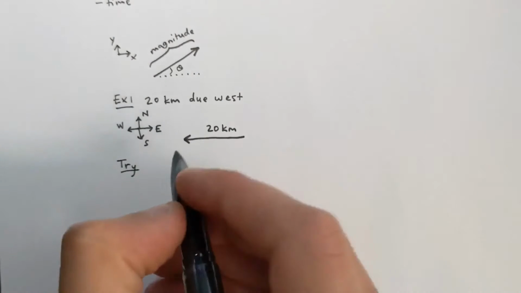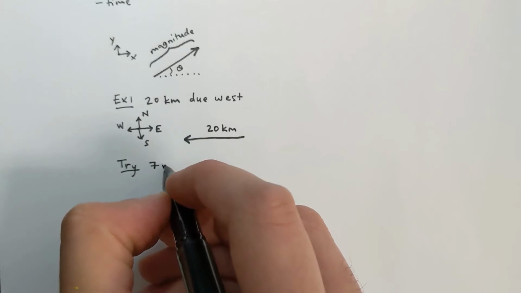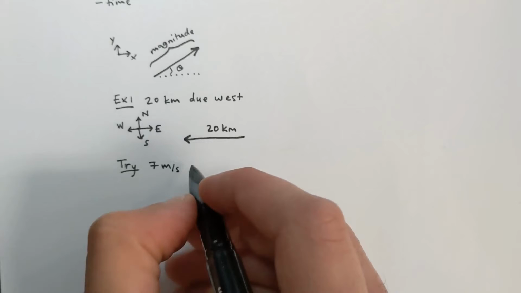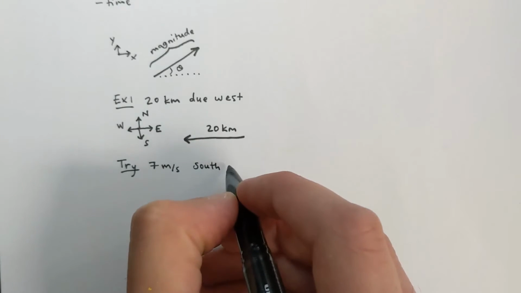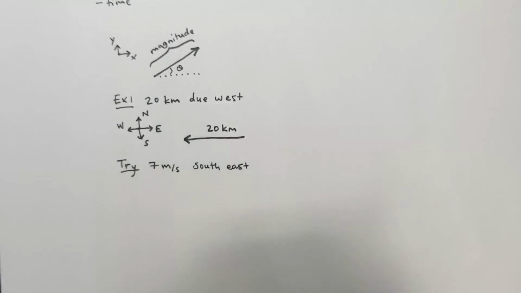So you try this one, 7 meters per second. Go ahead and draw the vector 7 meters per second, directed southeast. So pause the video now, draw the vector 7 meters per second southeast.